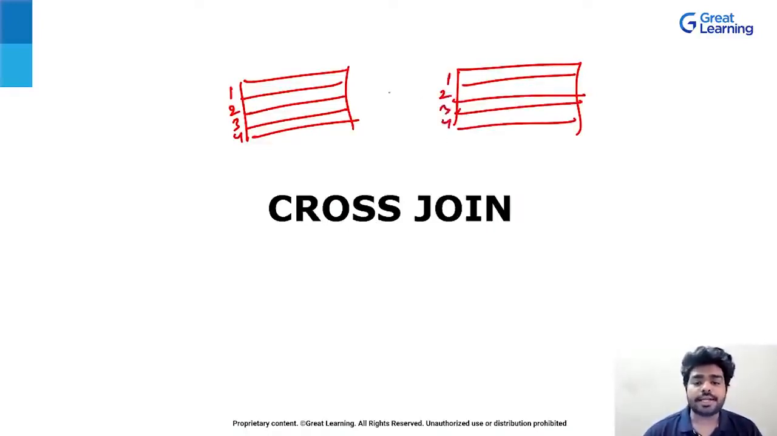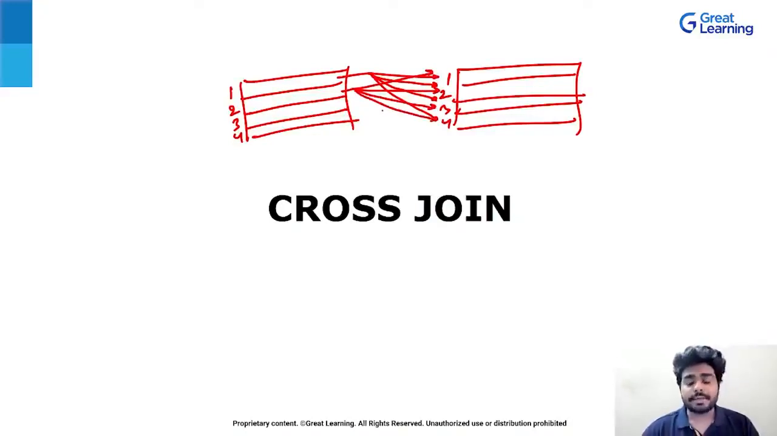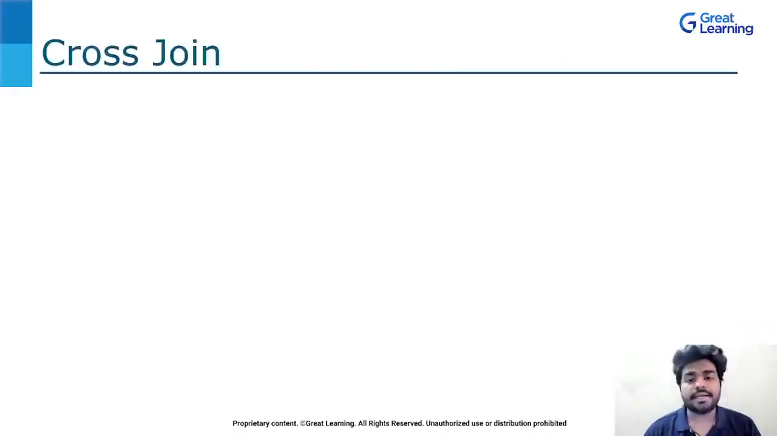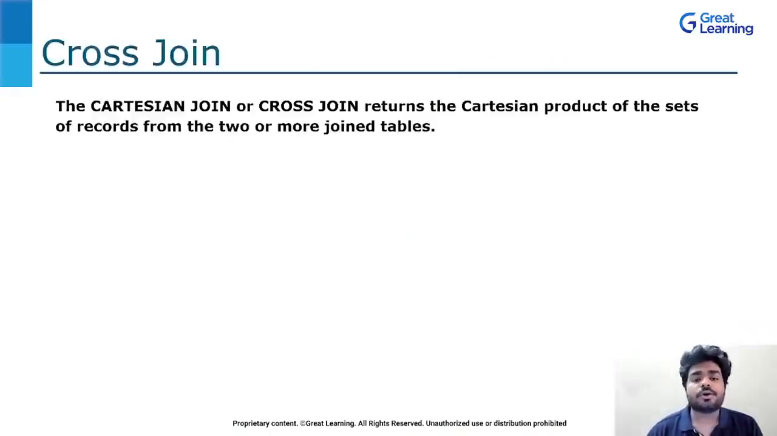What will happen in cross join? It will cross it. What is cross? Something like matrix multiplication. If you are from the science stream, you must know matrix multiplication. This one row will get multiplied with every row of the other table. Then the second row from this table will get multiplied with every row of the other table. So we are multiplying every row of one table with every row of the other table, right? This is what we also call Cartesian join or cross join.